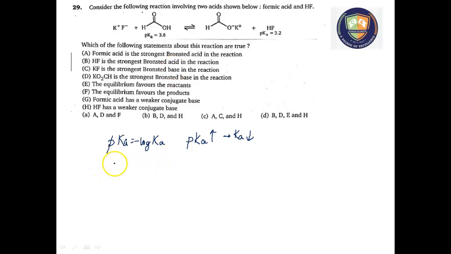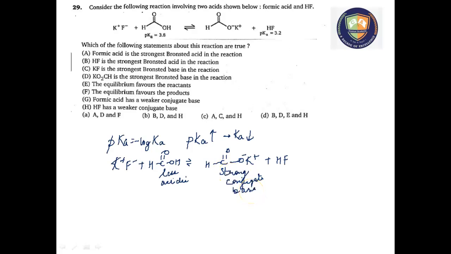So let us write the reaction here also. We have K+ F- plus formic acid, and here we have potassium formate plus HF. So this formic acid is less acidic. We know that if the acid is weak, its conjugate base is strong. This potassium formate is the conjugate base of formic acid, so it will be a strong conjugate base.